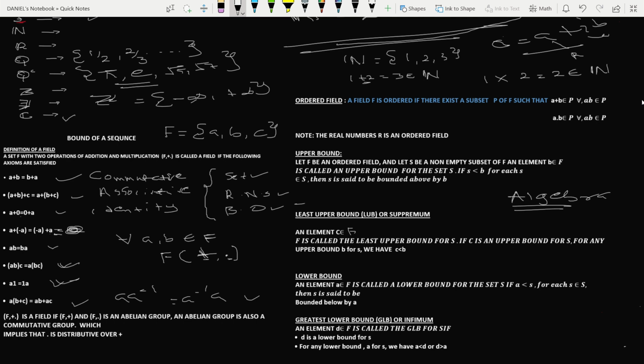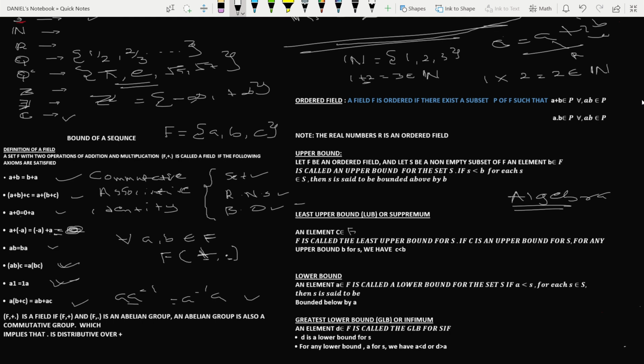So I stated there. Now the last axiom that must be obeyed before you can say that all of this is a field is the multiplicative inverse. A times A inverse equals A inverse times A. So this is the last law that must be obeyed.